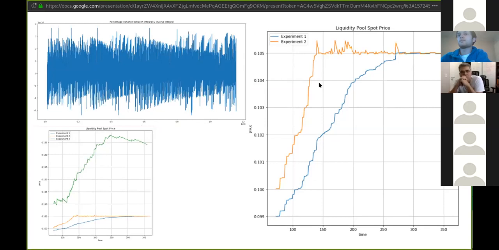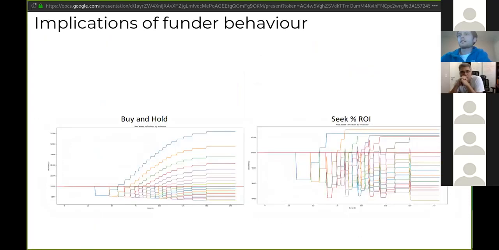Here you can see a few of the experiments that we ran for looking at the stability of a liquidity pool spot price. This is looking at the behaviors of various users of the system, and this is a very simplistic, two very simple behaviors, either buy and hold or seeking a return on investment. And something as simple as that can have a very big effect on the system, something that we didn't immediately have an intuition about.